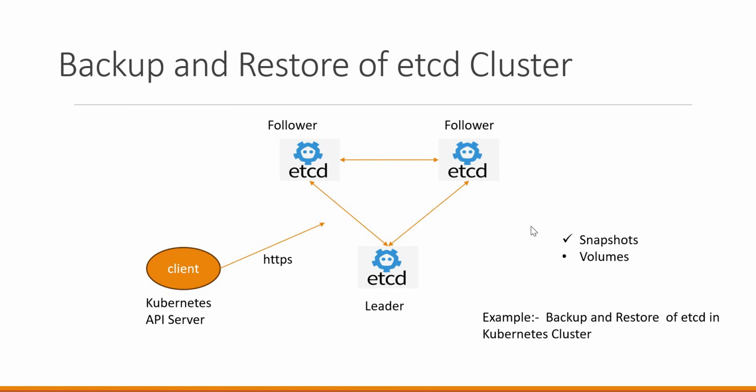This backup can be taken in two ways, either by using the native snapshots provided by etcd, or by taking the backups using volumes. For example, in case of AWS, we can use EBS volumes to take the backups. So in this video, we are going to see the native snapshot approach provided by etcd. Let us discuss this in the demo.